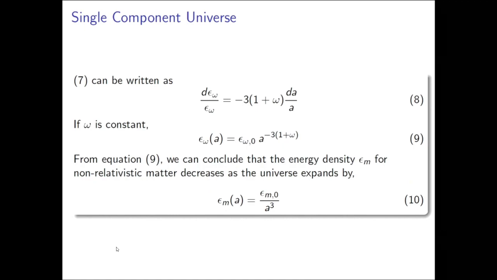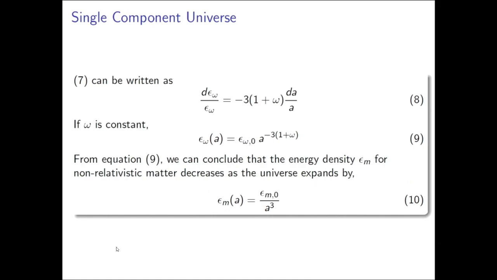So with equation number 9, we can conclude that the energy density Em for non-relativistic matter decreases as the universe expands. Since epsilon omega of a comma 0 is at the present moment, we can normalize it, and say that epsilon omega of a is directly proportional to a to the power minus 3 into 1 plus omega. So it is basically inversely proportional to the cube of the scale factor, as you can see in equation number 10.